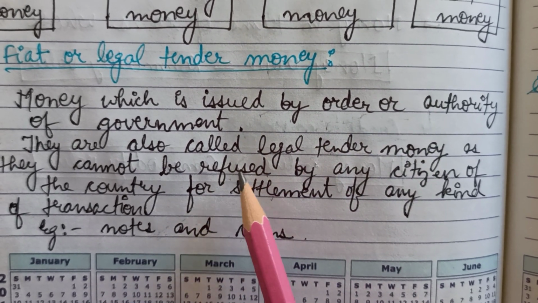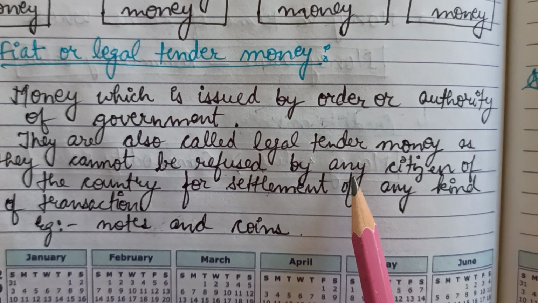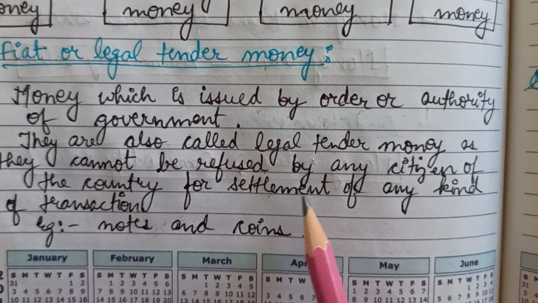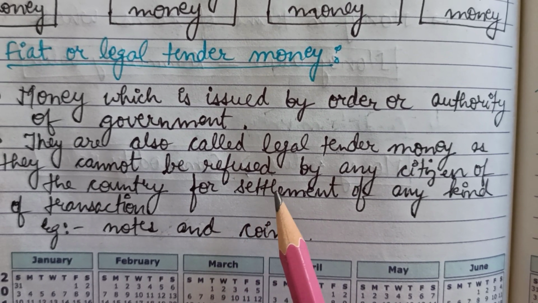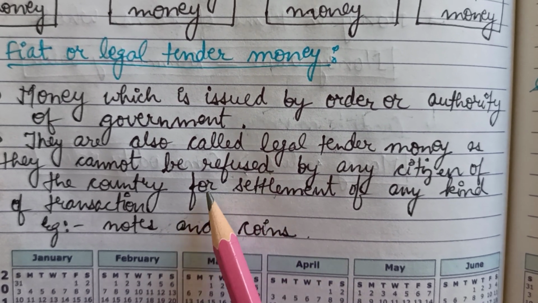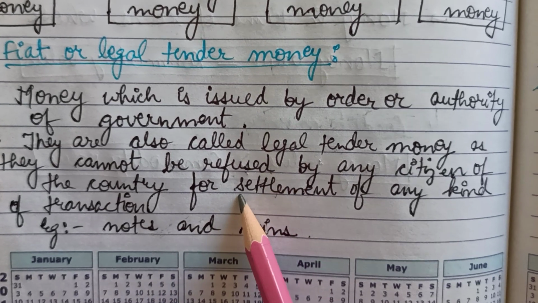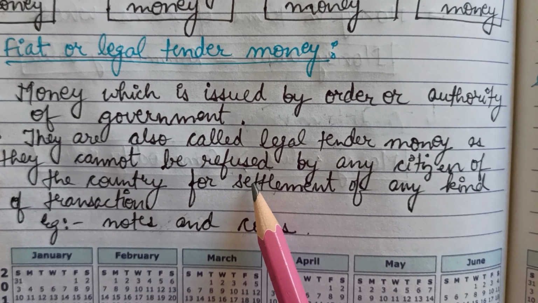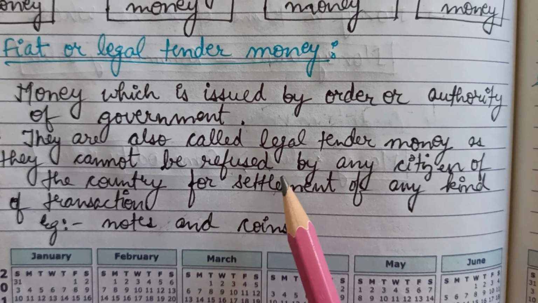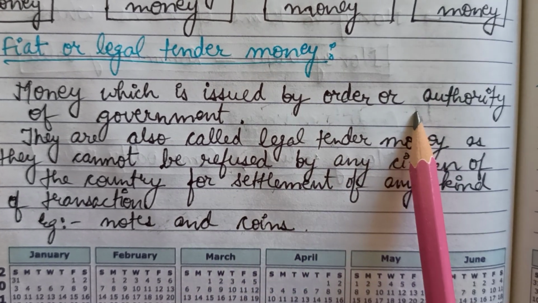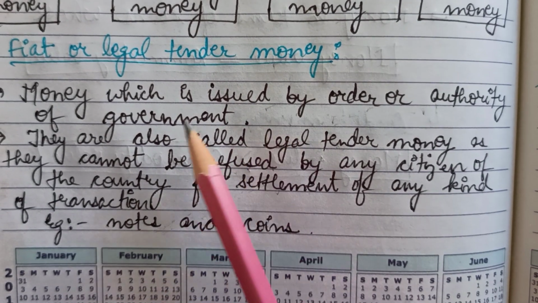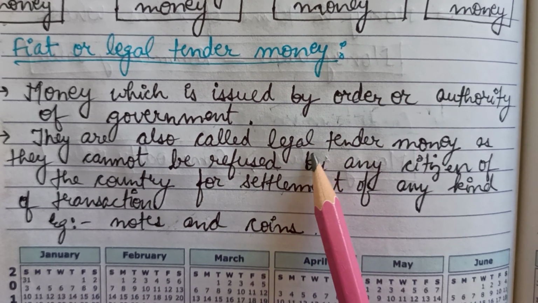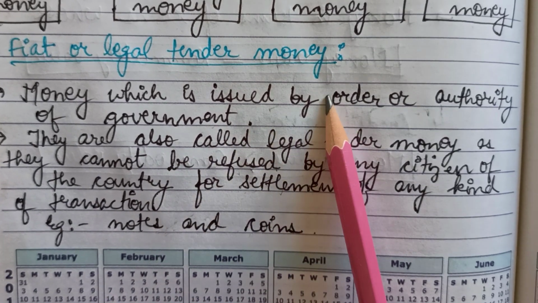Therefore, if someone is not accepting the notes or coins for the receipts or the payments transaction, it will be unlawful. Therefore, the people need to accept the notes and coins as the legal tenders and make the transactions. So over here, the commodity value doesn't matter. What matters is the authorization or the issuance of the money which is done by the government or the central bank. So this was all about the fiat or the legal tender money.